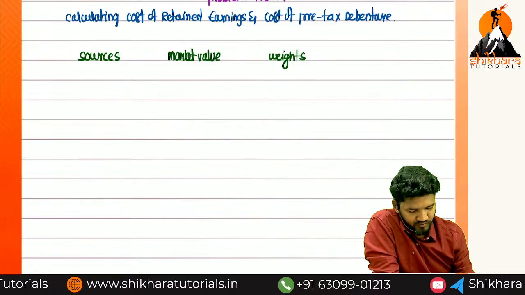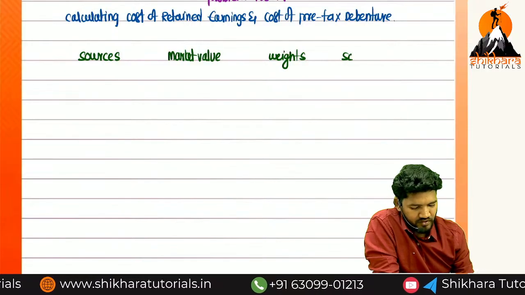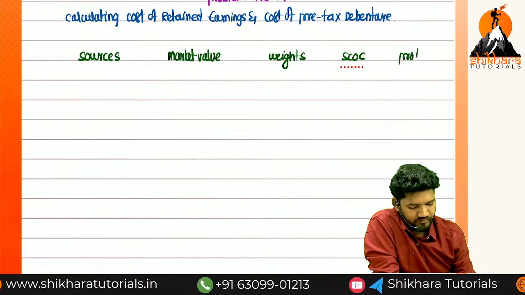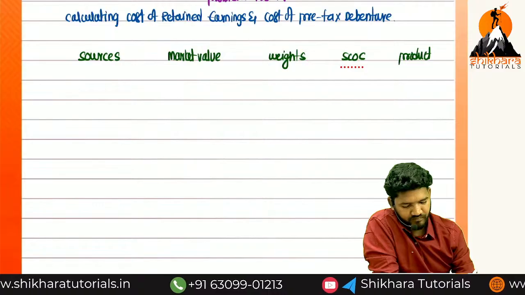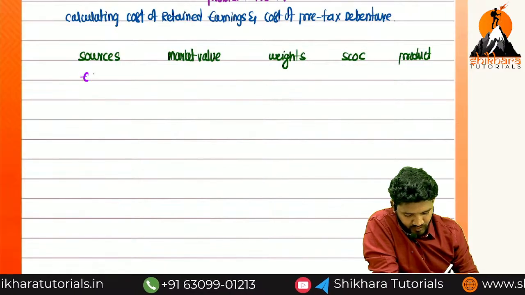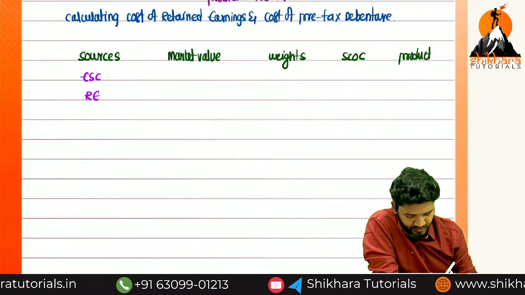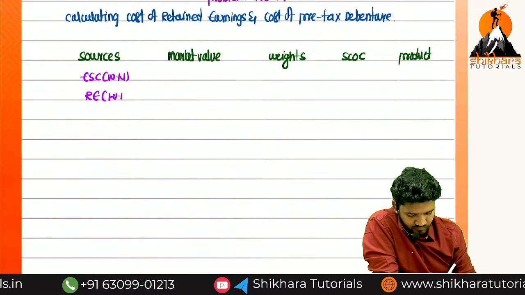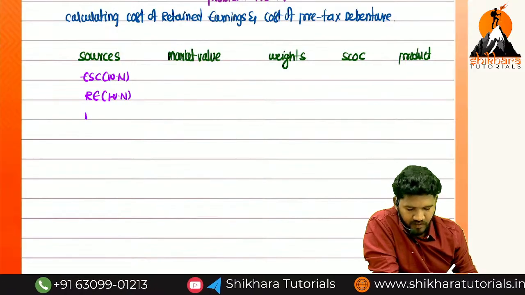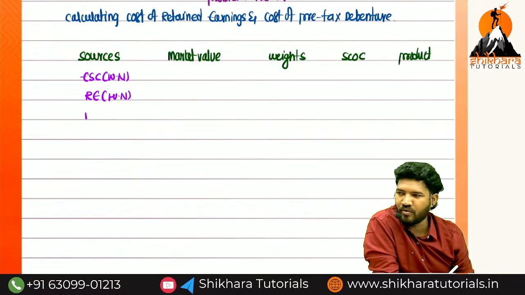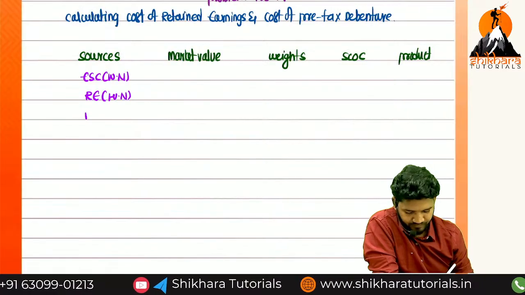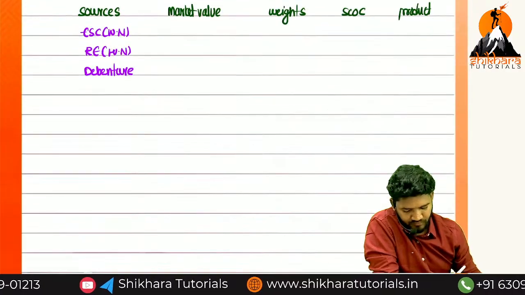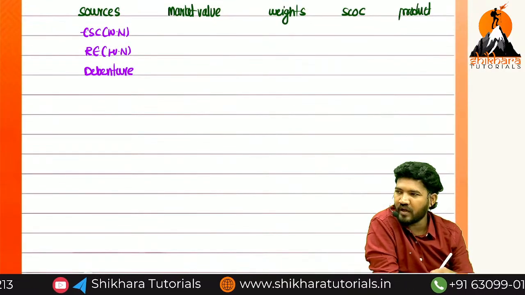Weights. What next? Specific cost of capital. Next, product. Equity share capital, retained earnings. You have to do a working note for this. What percentage of debenture it is? We don't know. That percentage only we have to figure out. Debenture. Now we will do the working note later. We already know the values now.